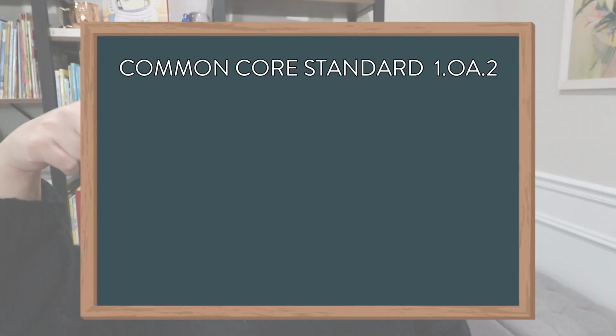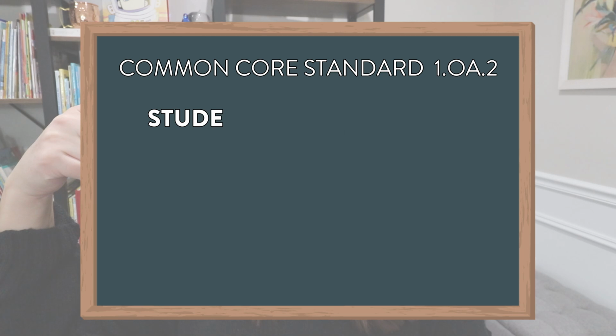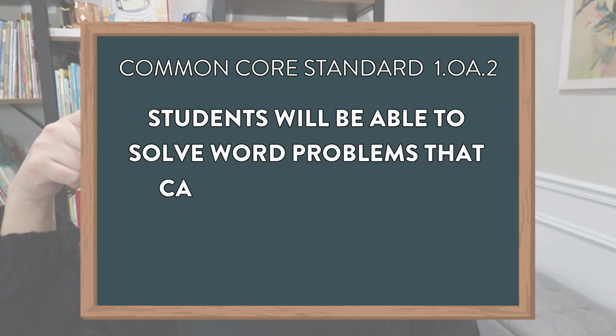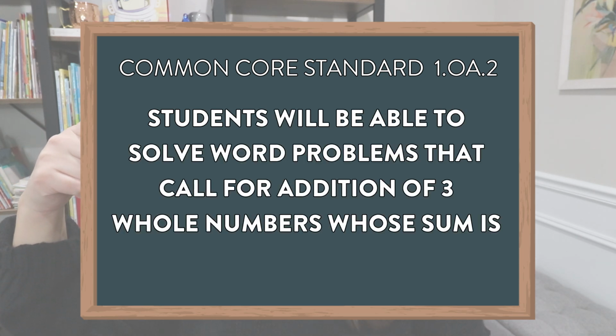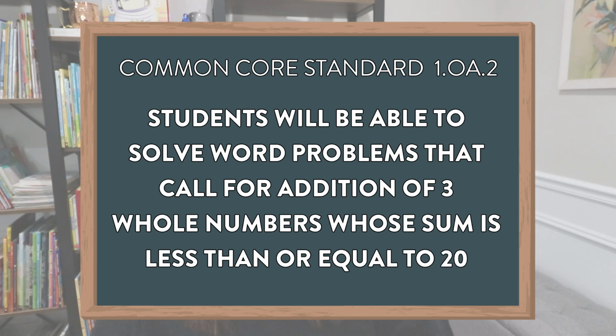Now, this specifically goes with this Common Core standard, 1.OA.2, which says students will be able to solve word problems that call for addition of 3 whole numbers whose sum is less than or equal to 20. And they can do this by using objects, drawings, or equations. So in this video, I'm gonna share 3 or 4 fun and easy ideas that you can take and use in your first grade classroom right away.